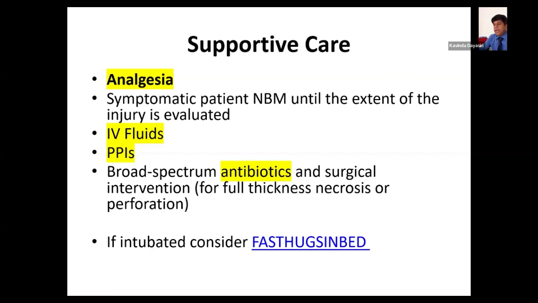And if the patient is intubated, then you need to consider other supportive care as well, which is recognized by this mnemonic, which is easy to remember. Fast hugs in bed. So what do they denote?